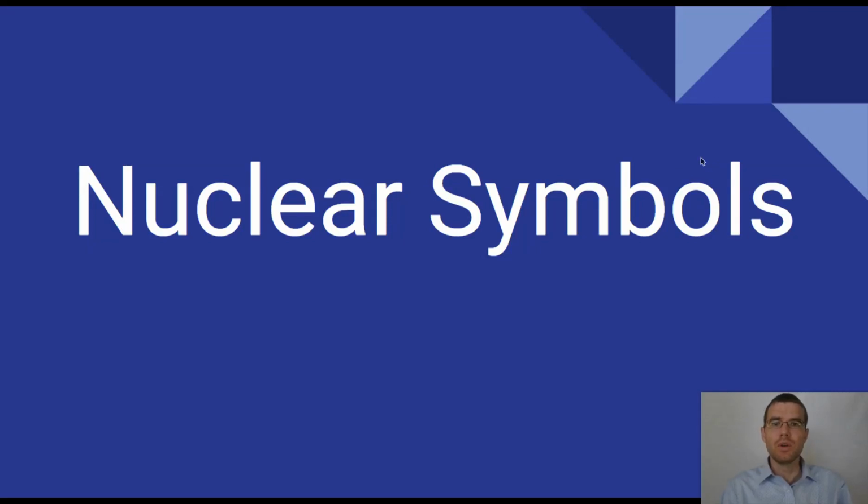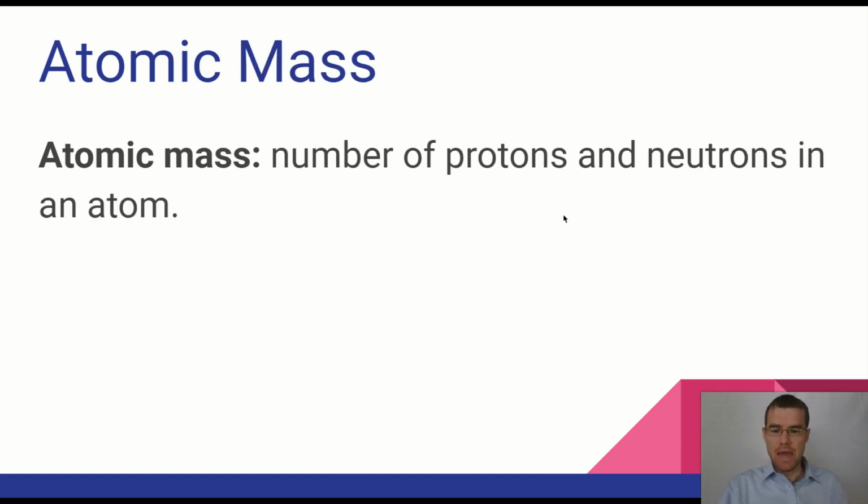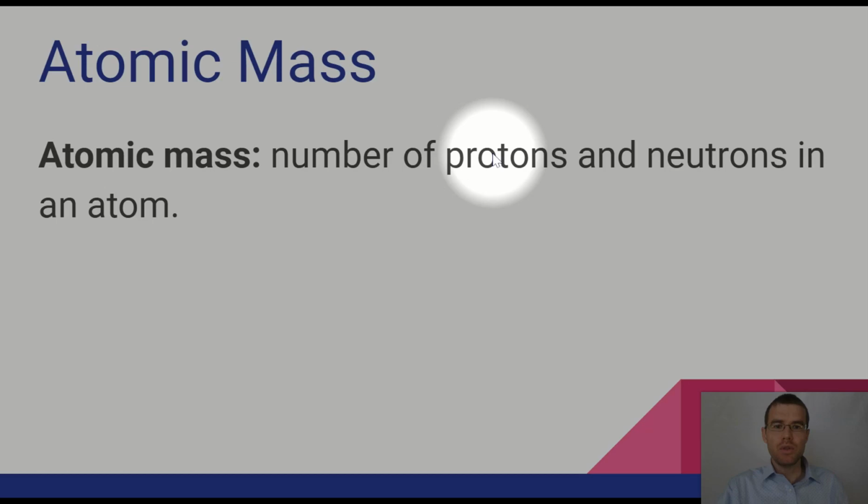So let's talk about nuclear symbols. The atomic number is the number of protons in the atom. Keyword there, protons. The atomic mass is the number of protons and neutrons.